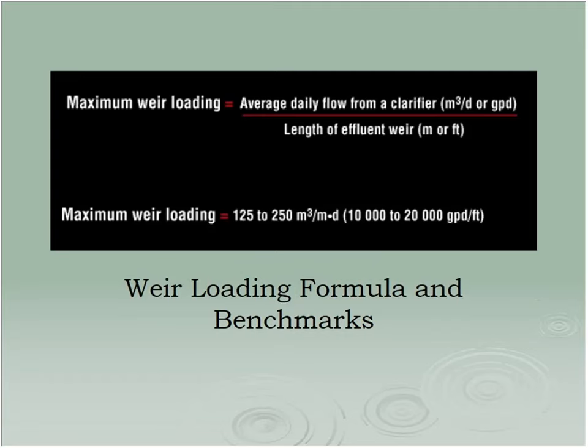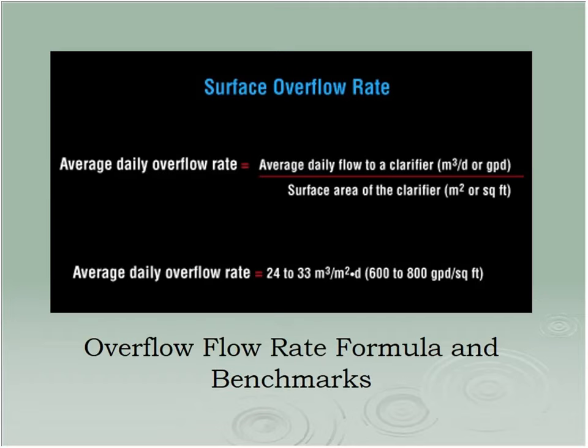And there are design parameters, not something that an operator would calculate in the course of a day. Weir loading rate: we talked about weir loading rates on our primaries of 10 to 40,000 gallons per day per foot. Here it's 10 to 20,000. That's the maximum, half the rate. Surface overflow rate, surface loading rate, was 800 to 1,200 gallons per day per square foot on a primary. Now we're down to 600 to 800 just because of the nature of the material we're settling.